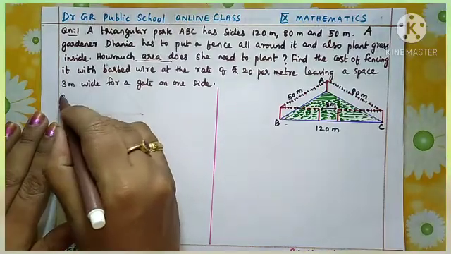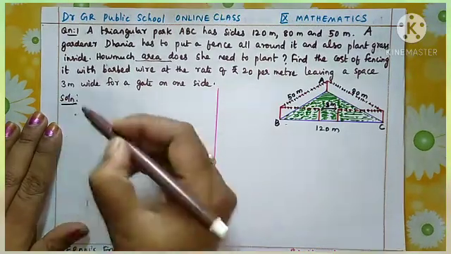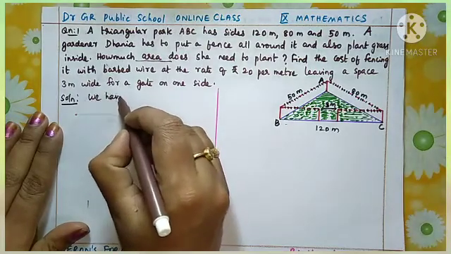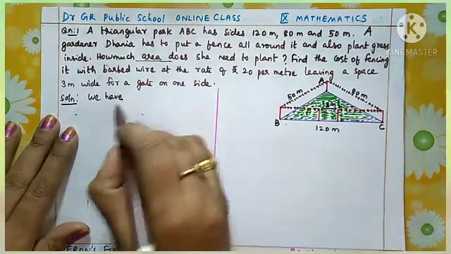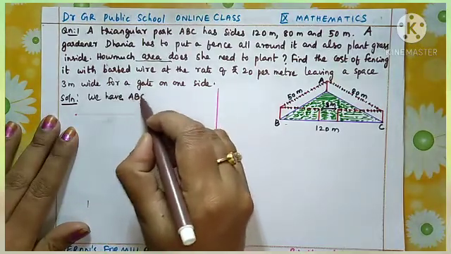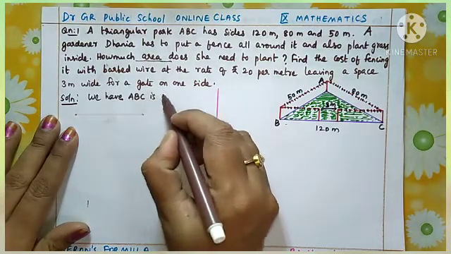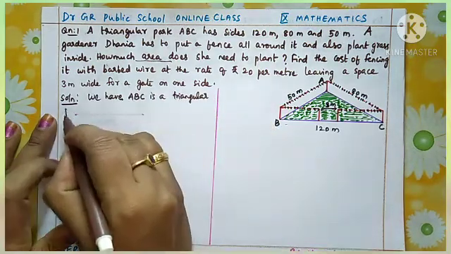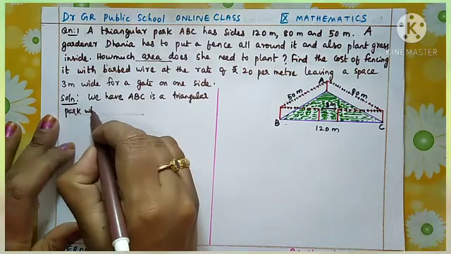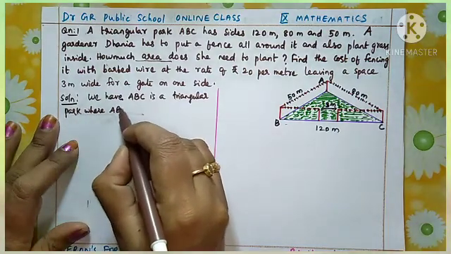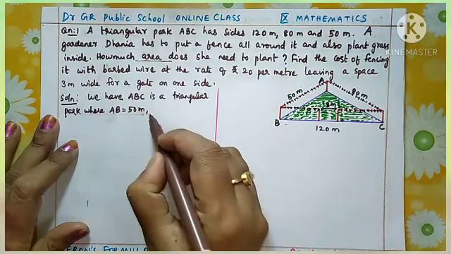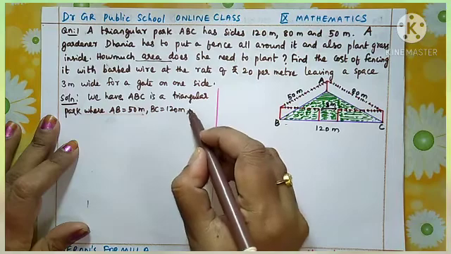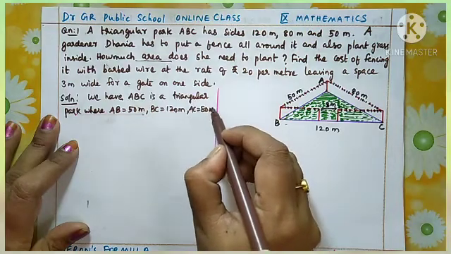Yes, so we can write all the given data. Solution. We have, write the sides. ABC is a triangular park where AB equal to 50 meters, BC equal to 120 meters and AC given 80 meters.